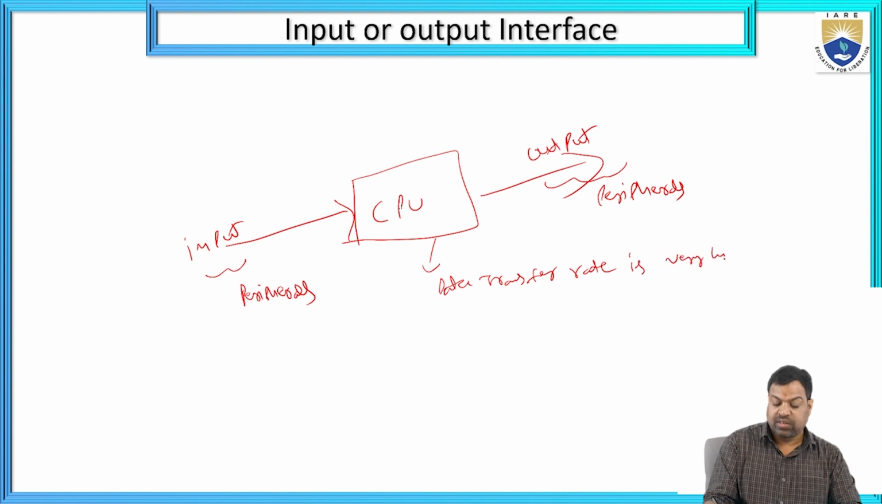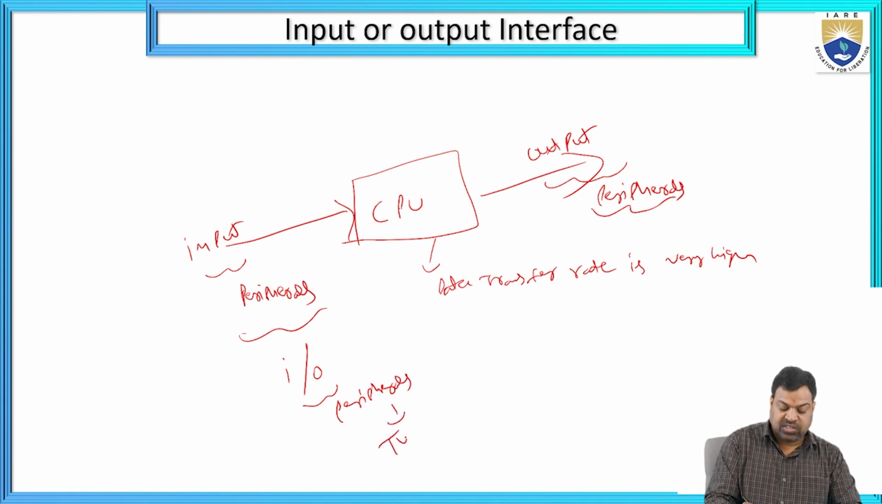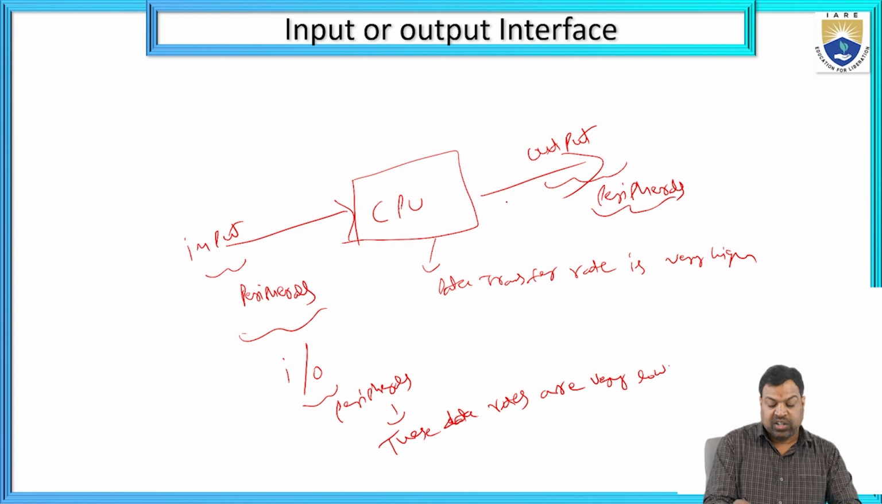The data rate is very high. And what are the peripherals? Input or output. These are the peripherals, and their data rates are very low. So what are the input and outputs? These input and output are peripherals connected to the CPU. So the data rate or data transfer is very high in the CPU and very low in the input output devices.